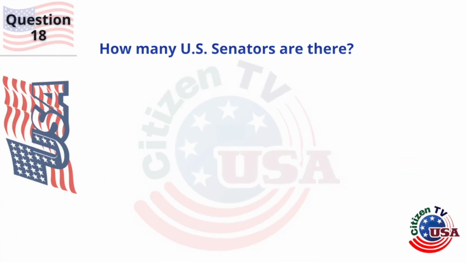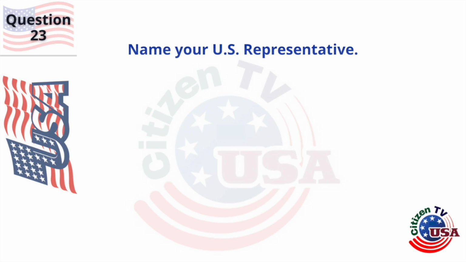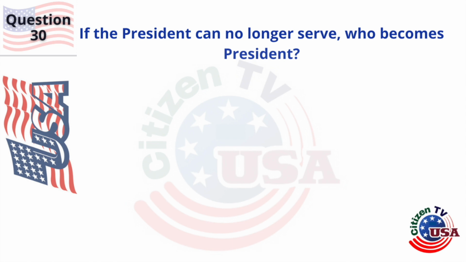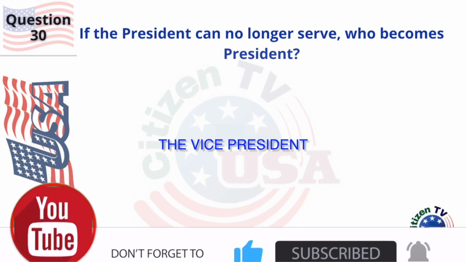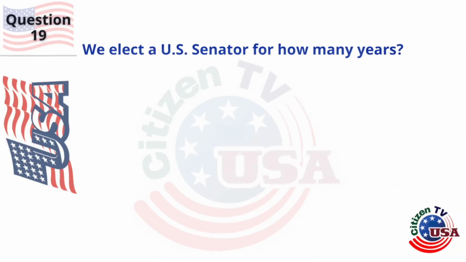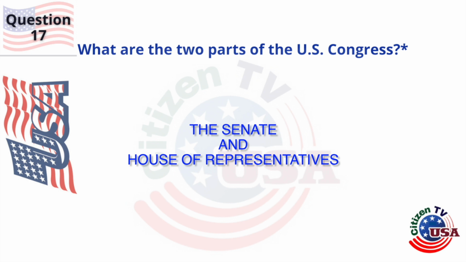How many US senators are there? 100. Name your US representative. This answer will vary. If the president can no longer serve, who becomes president? The vice president. We elect a US senator for how many years? 6. What are the two parts of the U.S. Congress? The Senate and House of Representatives.